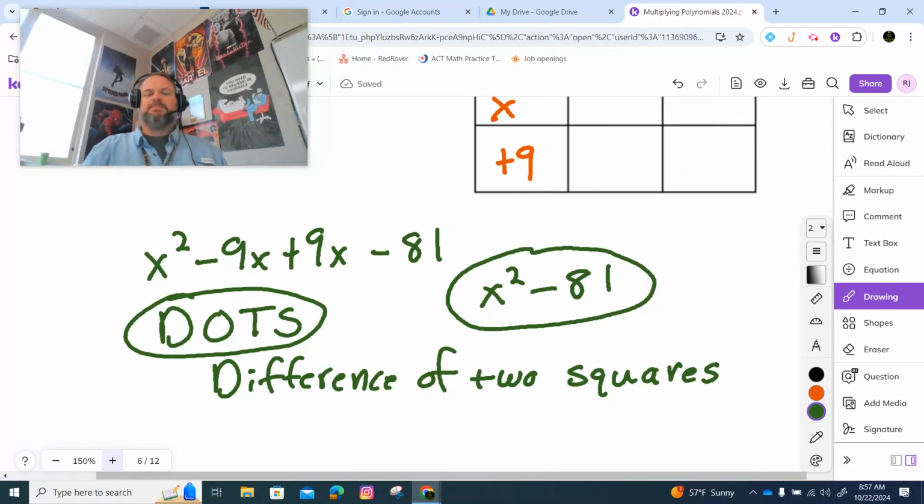Someone might ask, well, what does that mean? Well, think about it. This x squared is a squared term. 81 is a perfect square. There's subtraction in the middle. The difference of two squares.